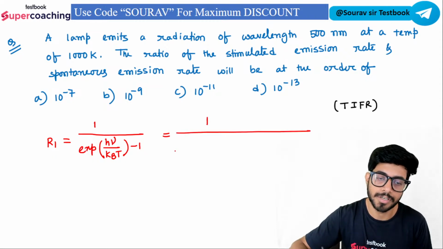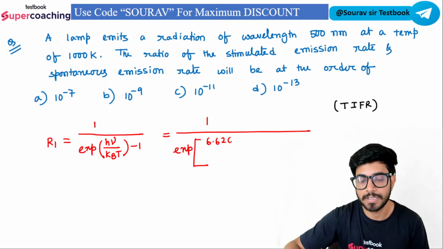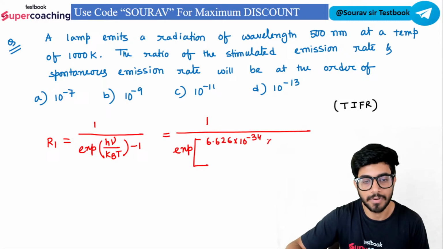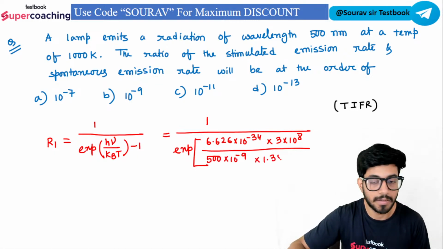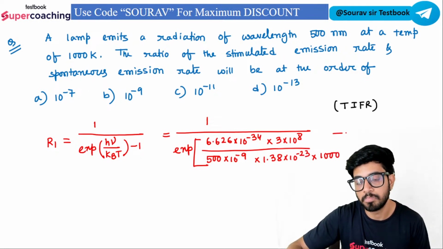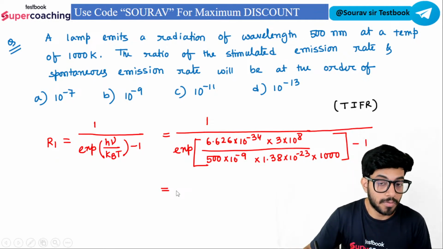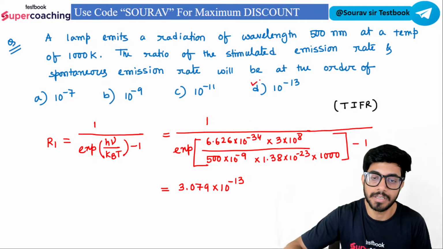1 divided by exponential of 6.626 into 10 to the power of minus 34 into nu, which I can write as c by lambda, so 3 into 10 to the power of 8 divided by lambda, which is 500 into 10 to the power of minus 9, into kB 1.38 into 10 to the power of minus 23 into temperature, that is 1000, minus 1, will be equal to 3.079 into 10 to the power of minus 13. Option D is correct.